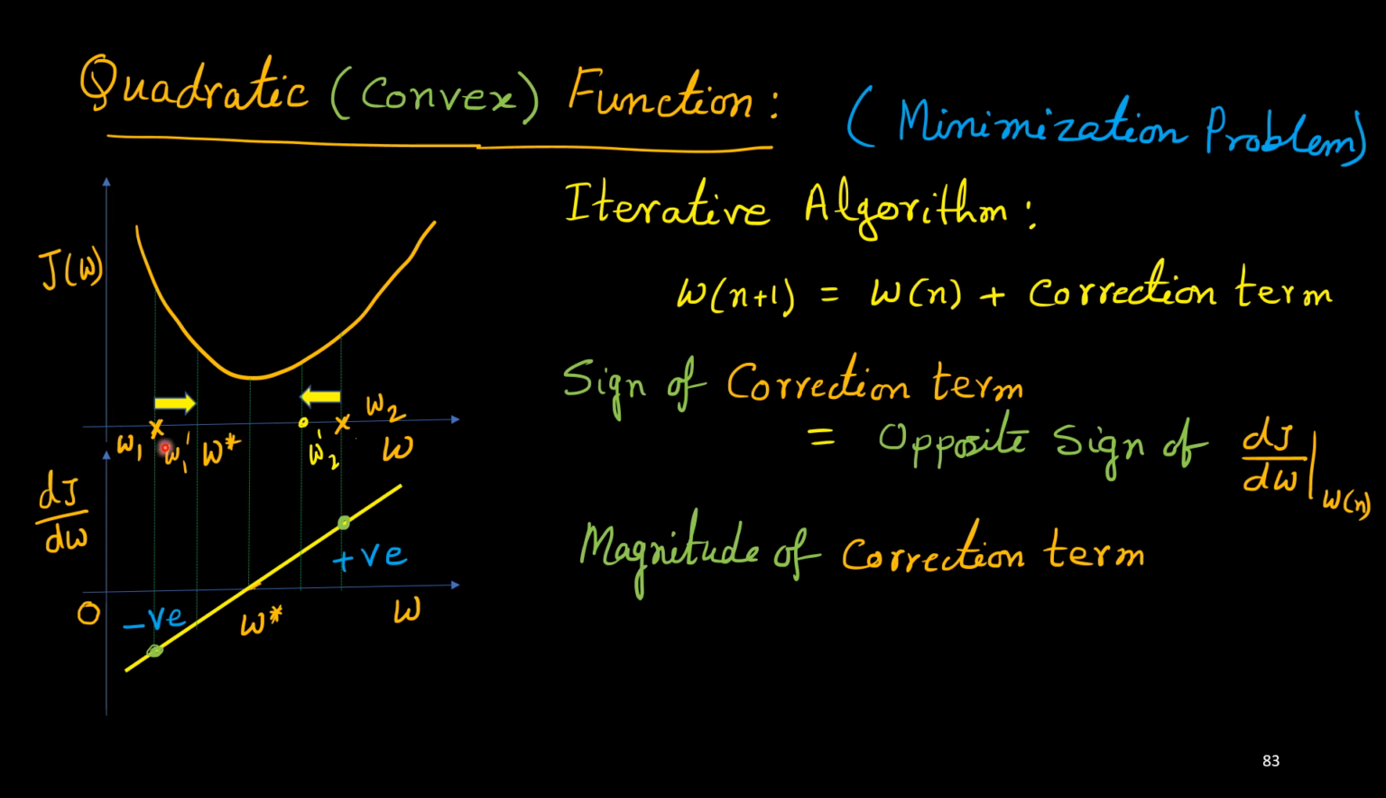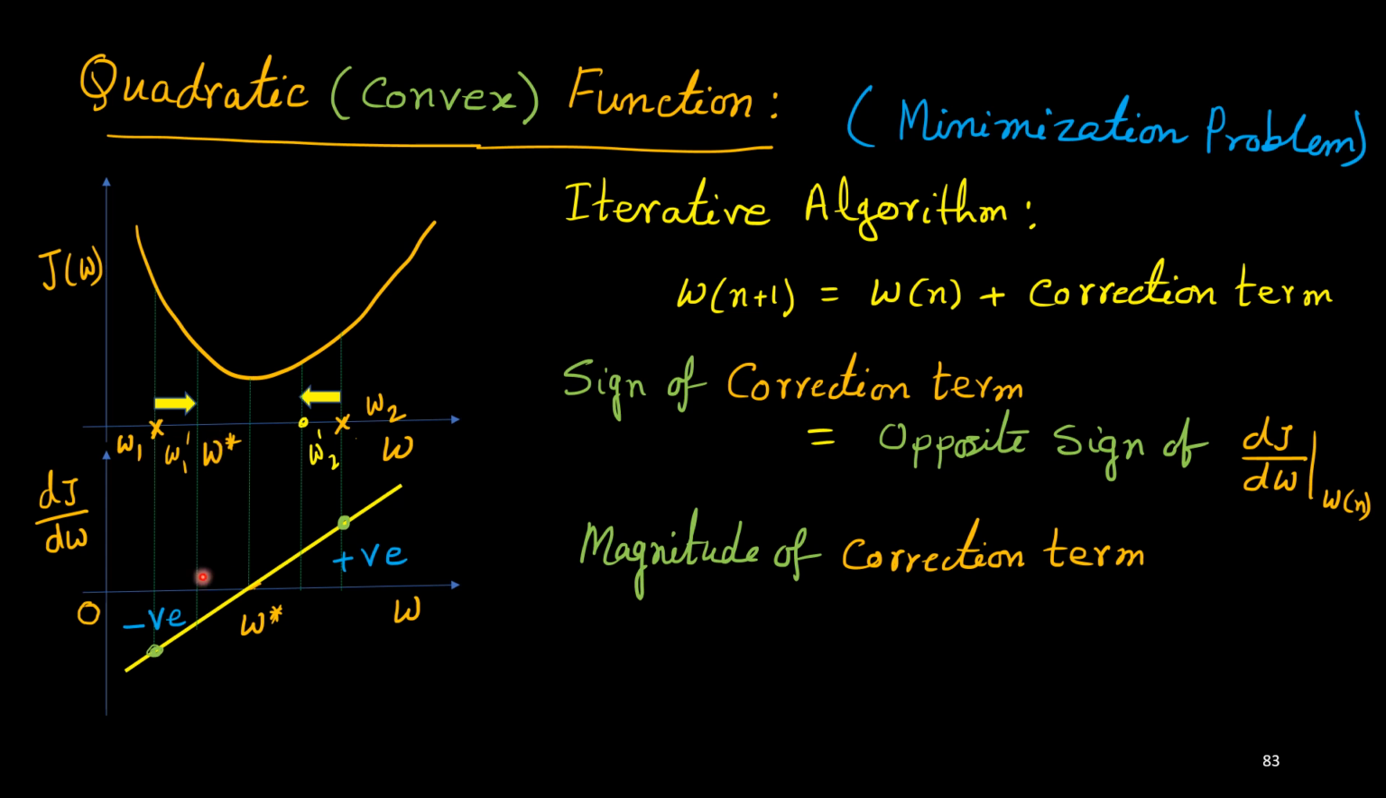Okay, so now what we are discussing is that if the derivative value is more, that implies that it is far away from the optimal point. So we should take a longer step to reach closer to W star. And whenever the derivative value is small, then we can guess that we are close to W star, so we can take a smaller step. So when we are far away, the gradient value is large, we need to take a larger step. And when we are closer to W star, the gradient value is also small, we need to take small steps.